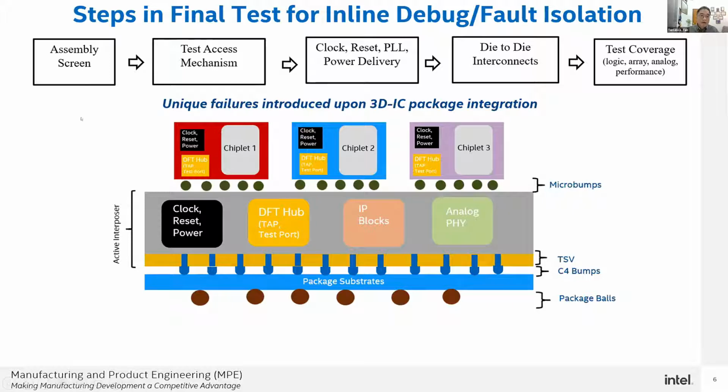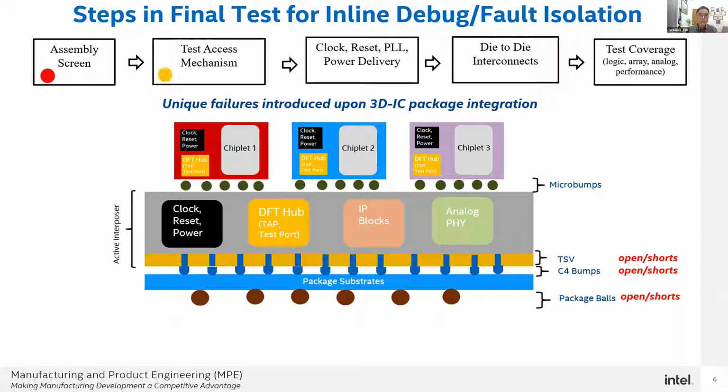The first thing is what I call assembly screen. Now, you know that there will be unique failures introduced when you integrate the chips into a package. I call it assembly screen. They are like package open shorts, which is similar to conventional monolithic. There could be C4 bump opens and shorts, and unique to 3D IC is going to be TSV. You need to be able to have a way to check for open shorts.